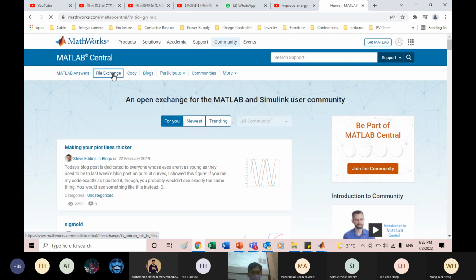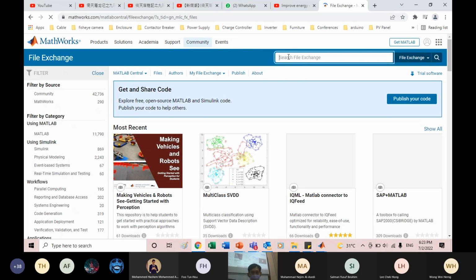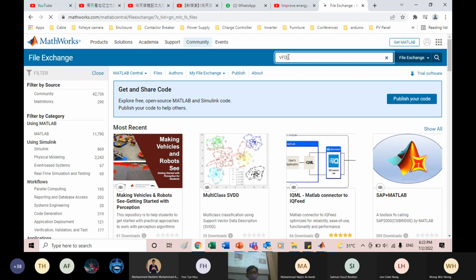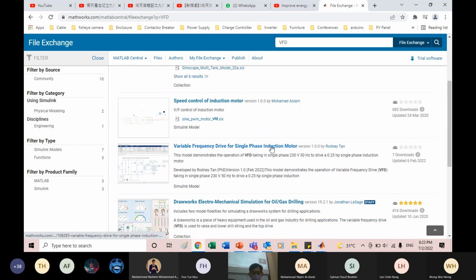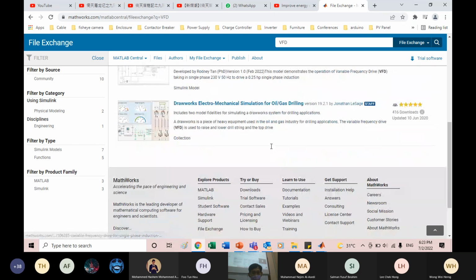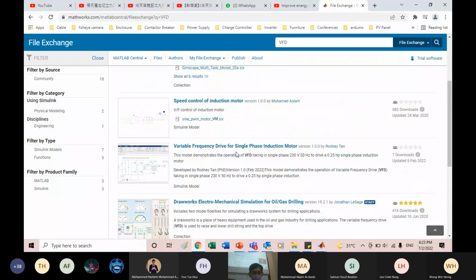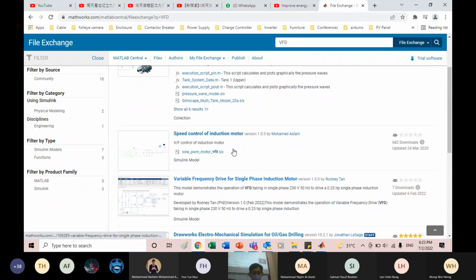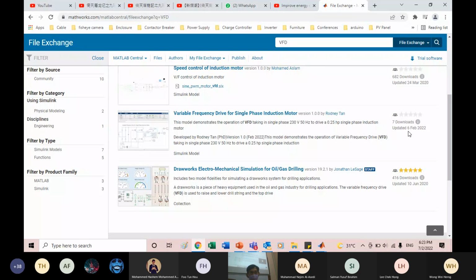I think not many variable speed drives are in there. If you type VFD or the full words variable speed drive, you only see 1, 2, 3, 4, only 4. I think I'm the one that really shows how this thing works. You find the one by Rodney Tan here, uploaded 6th of February. So please don't waste my effort last night.